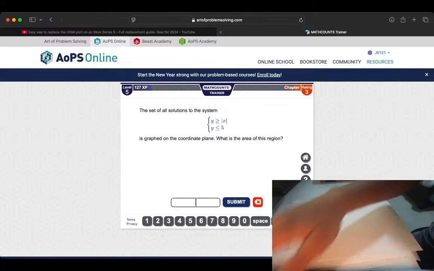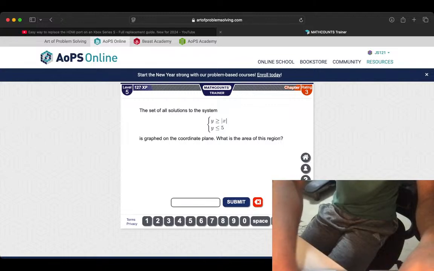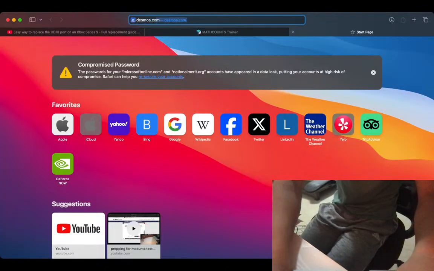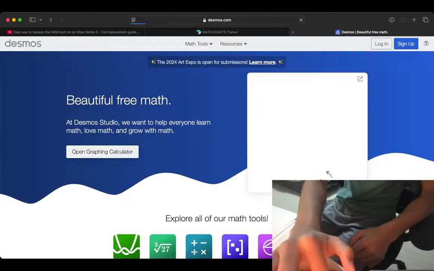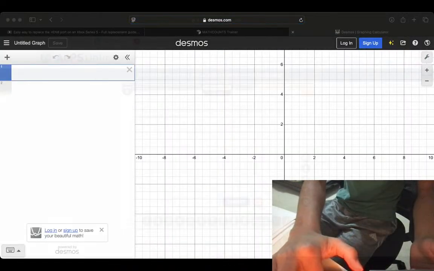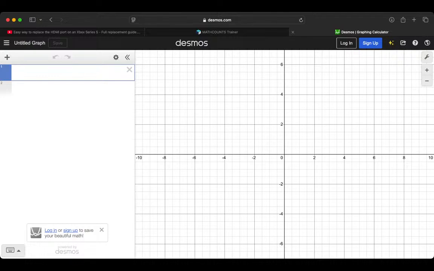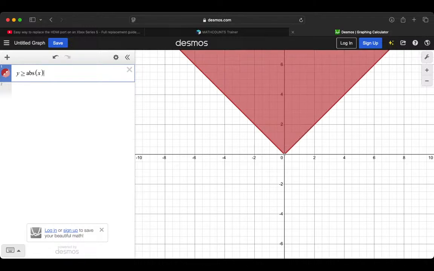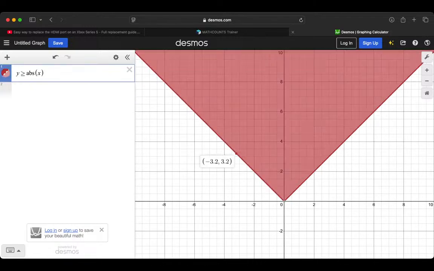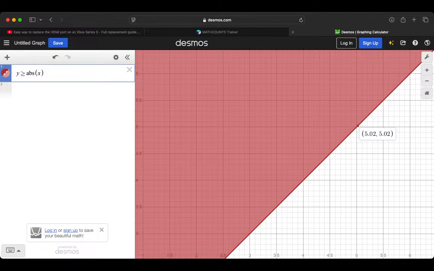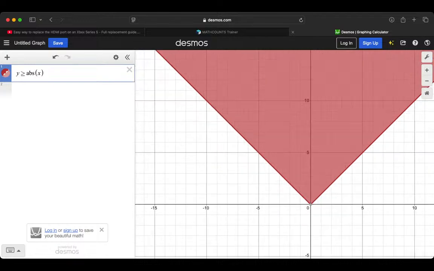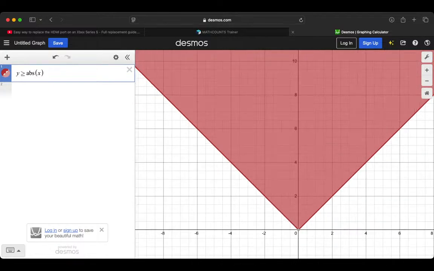let me graph this out. Let's go. Time to Desmos. Okay, y is greater than or equal to abs of x, right? So we get this, and it all depends on what x part of it you can go. If you go over here, this is going to be 5, so it's going to be less than. So it's a triangle, and that's the area. Okay. Now I see what's going on.